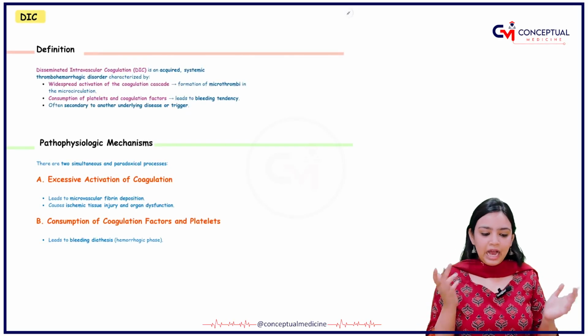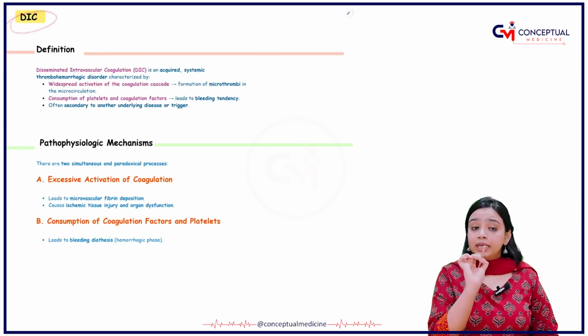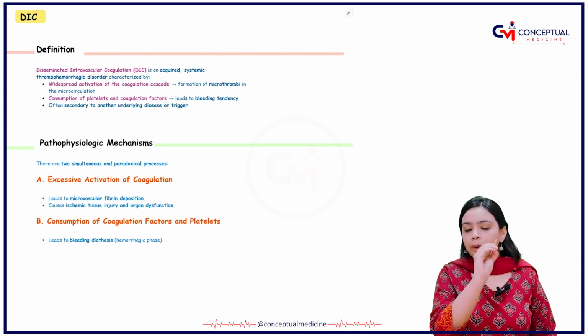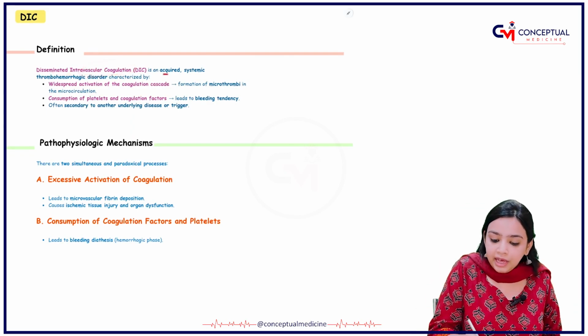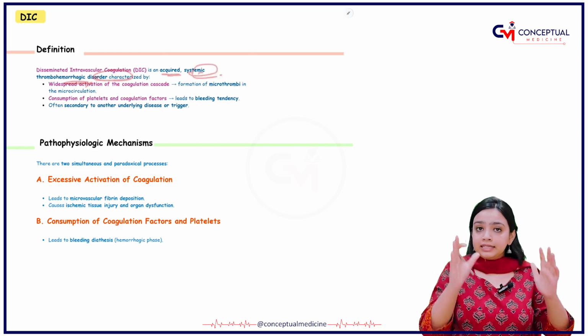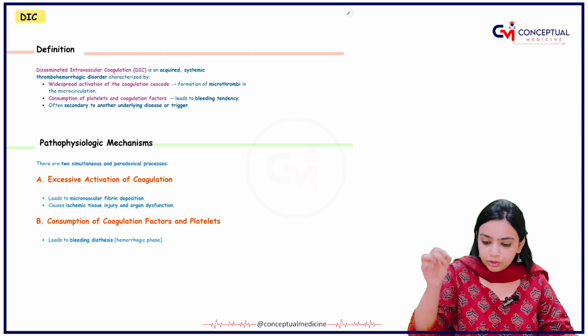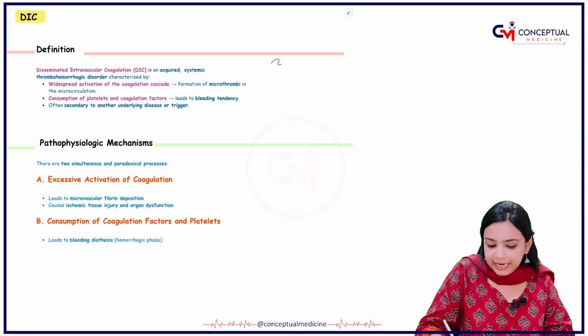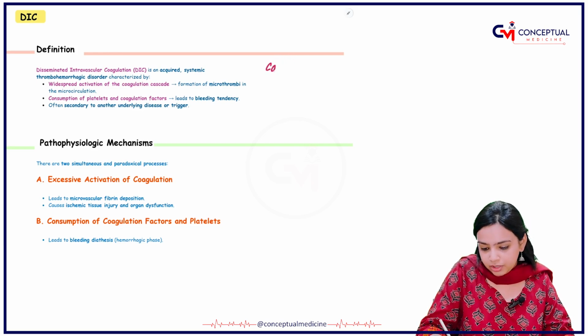Hello everyone. Now we will be studying about the DIC. What is DIC? DIC means Disseminated Intravascular Coagulation. It is an acquired and systemic thrombohemorrhagic disorder. It is characterized by two things. What are the two things it is characterized by? It is characterized by widespread activation of your coagulation cascade.